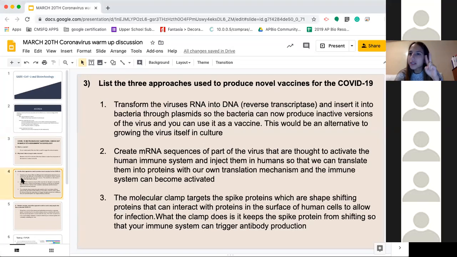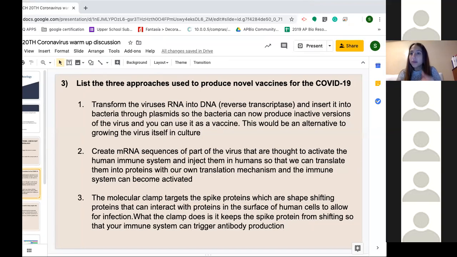So the 3 different things that we can do, first of all, we can transform the virus RNA into DNA. Okay, this is an RNA virus. SARS-CoV-2 is an RNA virus. So we can simply transform that RNA into DNA through reverse transcriptase. Okay, remember that there's an enzyme called reverse transcriptase, and it's actually what HIV has. HIV has a way to code for this enzyme, and it has its genetic material in the form of RNA. So it inserts it into its host.